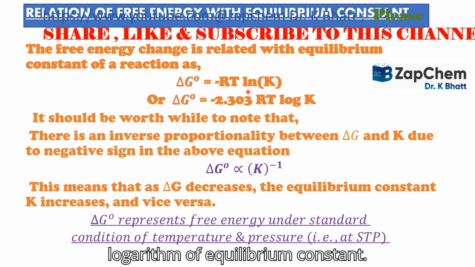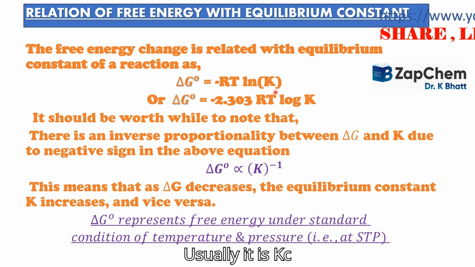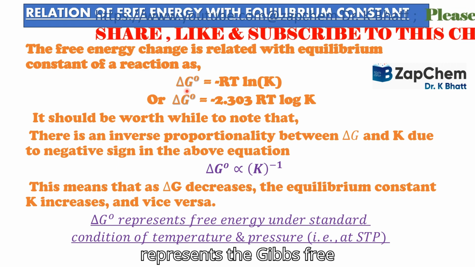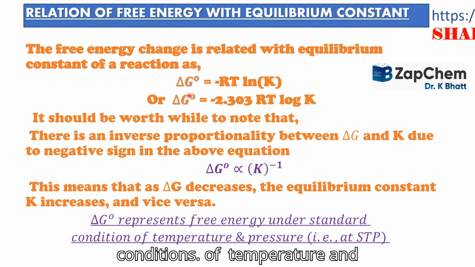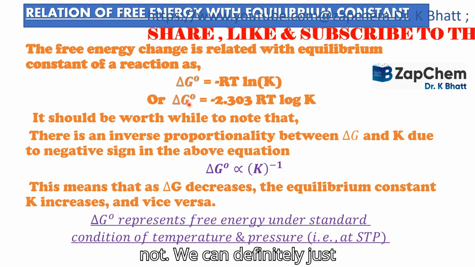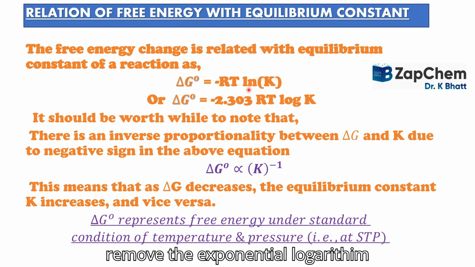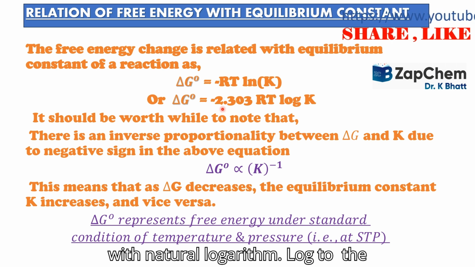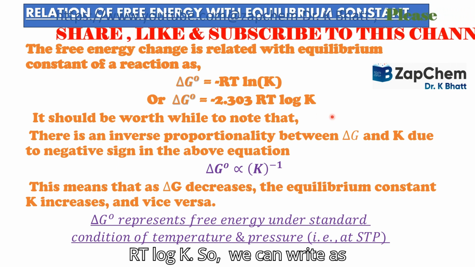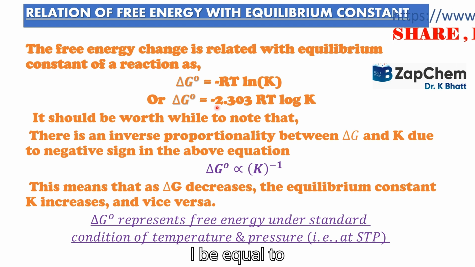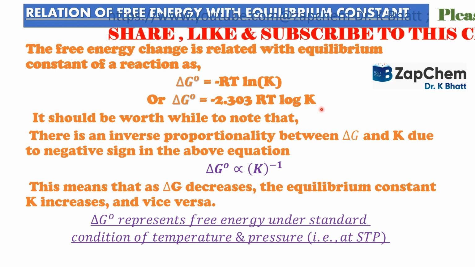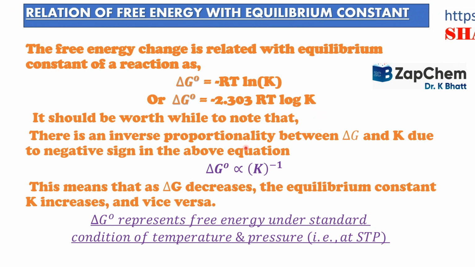ln means the natural logarithm of the equilibrium constant. Usually it is Kc. And delta G naught represents the Gibbs free energy under standard conditions of temperature and pressure. We can replace the natural logarithm with log to the base 10 by putting minus 2.303 RT log K. So delta G naught will be equal to minus 2.303 RT log K. This K is usually Kc, the equilibrium constant.